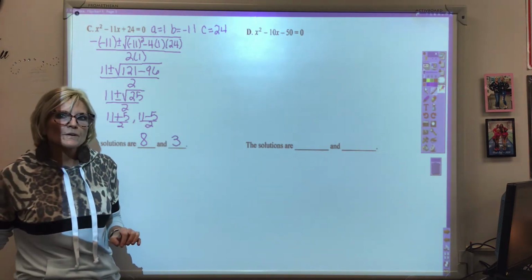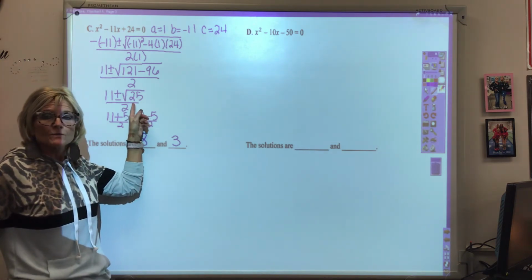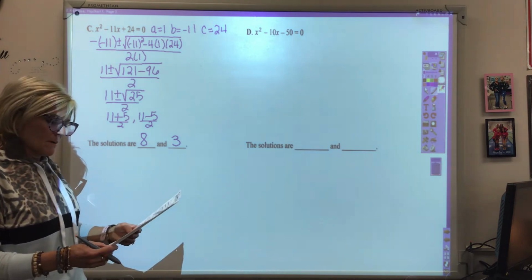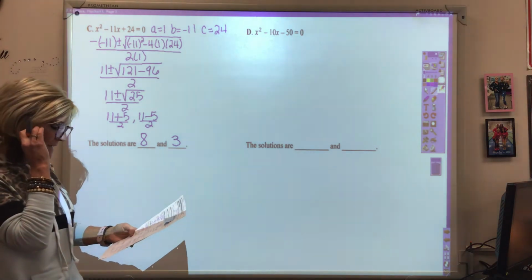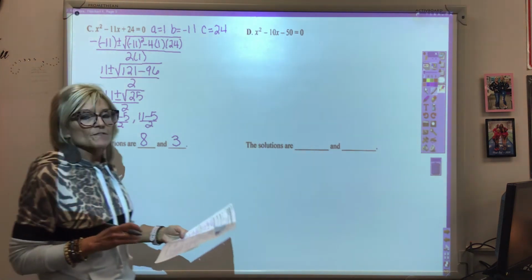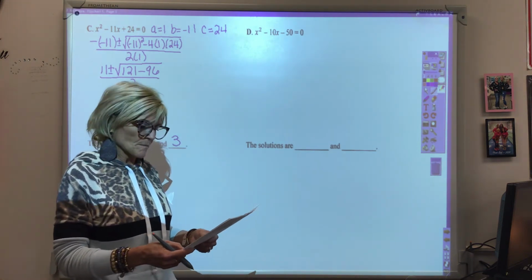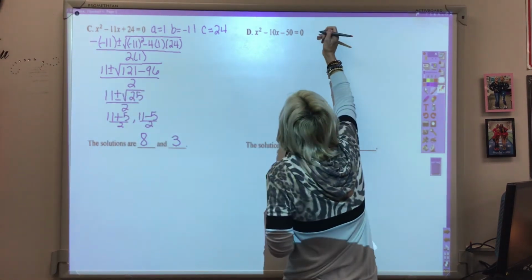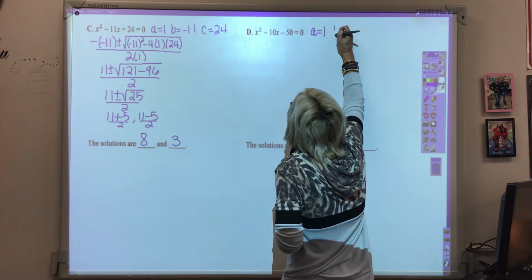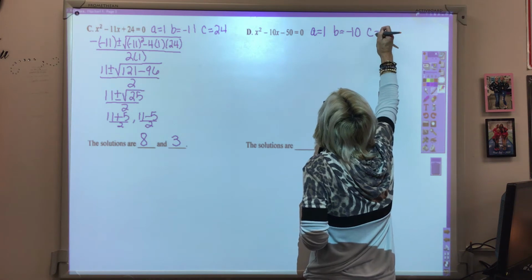So far we've had perfect squares each time, where we could find the square root of the number under the square root. On example D, we're not going to have a perfect square this time, so we're going to have to break this down like we did when we talked about complex numbers. So on this one, again, we'll label A, B, and C. A is 1, B is negative 10, and C is negative 50.